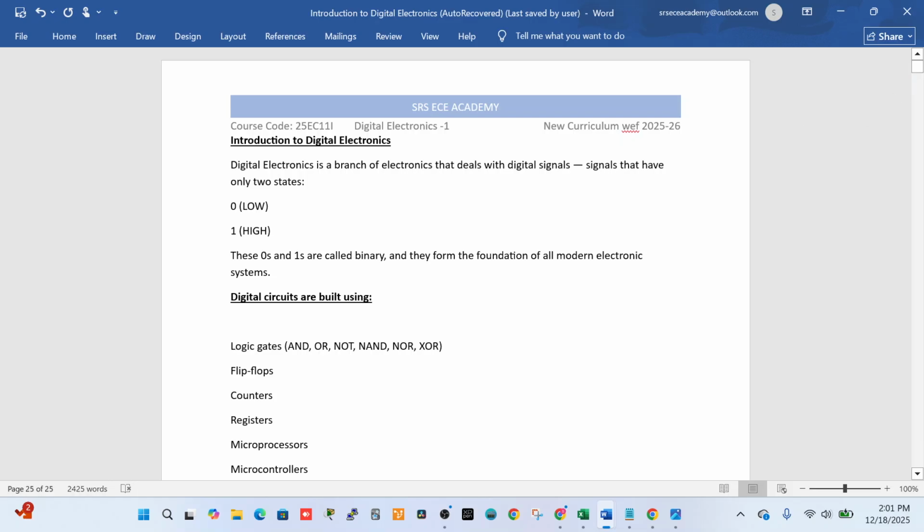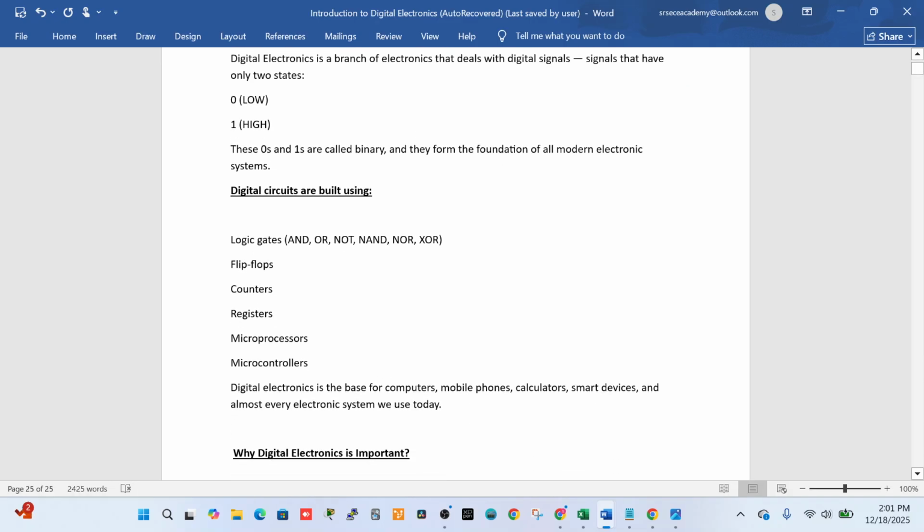Digital electronics is a branch of electronics that deals with digital signals, digital circuits, digital equipment, etc., which has only two states. Zero is called low, one is called high, or zero is called off, one is called on. Upper level, lower level. These zeros and ones are called binary.